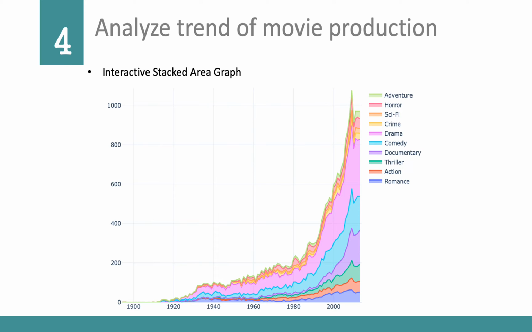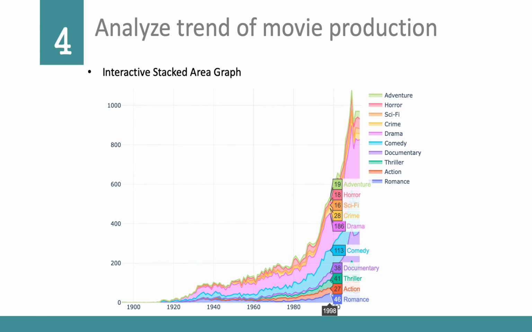From this view, we can conclude that the overall movie production has been growing, and its growth rate has become very fast since around 1980. The overall production in 2000 was 3 times that of 1980. Moreover, the production of drama movies is almost always the largest, accounting for 1/4 to 1/3 of the overall production, and the production of comedy movies is the second largest.